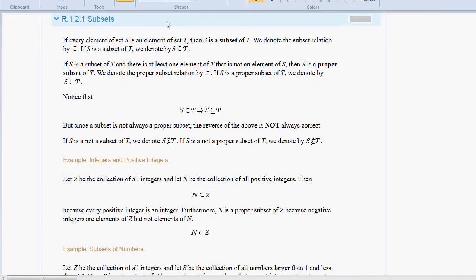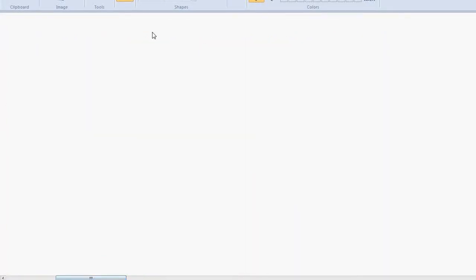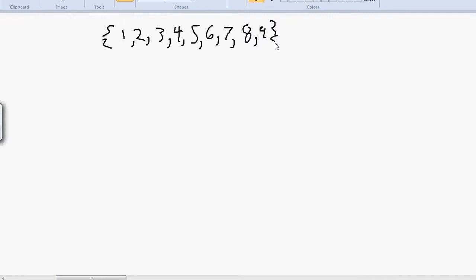Alright, so a subset is pretty much exactly what it sounds like. If every element of S is an element of set T, then S is a subset of T. So let's just take an example real quick here. Let's look at the set of all one-digit integers, let's say. So we've got 1, 2, 3, 4, 5, 6, 7, 8, 9, not 10 because it's one digit. And so we've got this set of all of these one-digit integers.